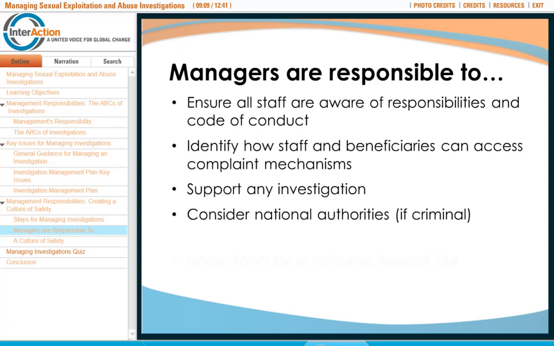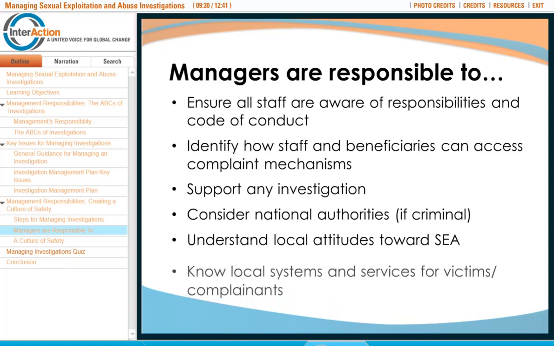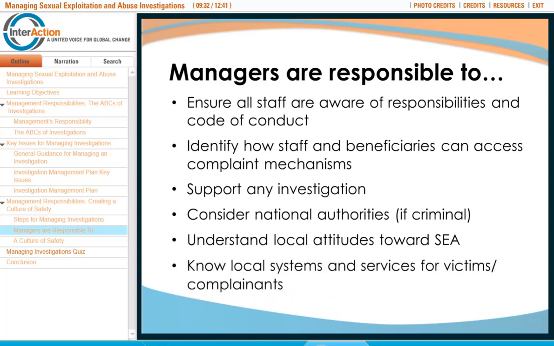Managers are responsible for understanding local attitudes towards SEA. Understanding local attitudes will enable managers to establish complaints mechanisms appropriate for the specific context. In addition, knowledge of local attitudes will also enable careful management of investigations and the outcomes of investigations. It is also imperative that managers know local systems and services for victims.